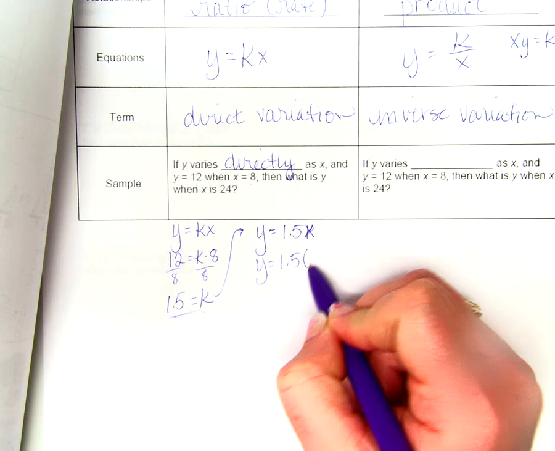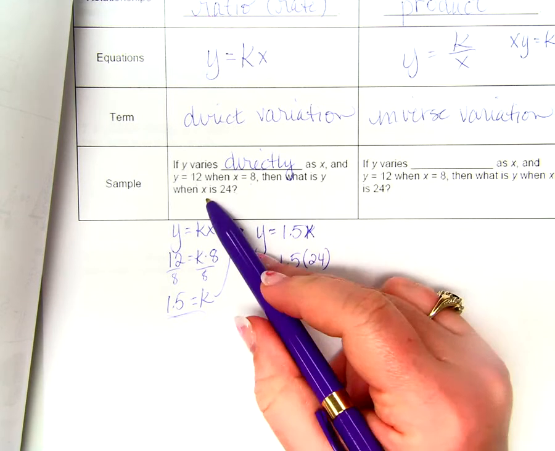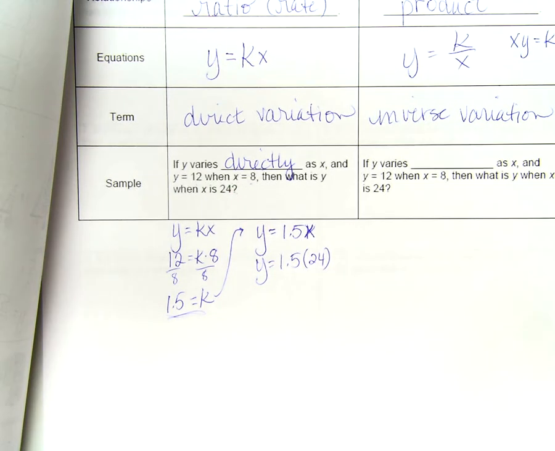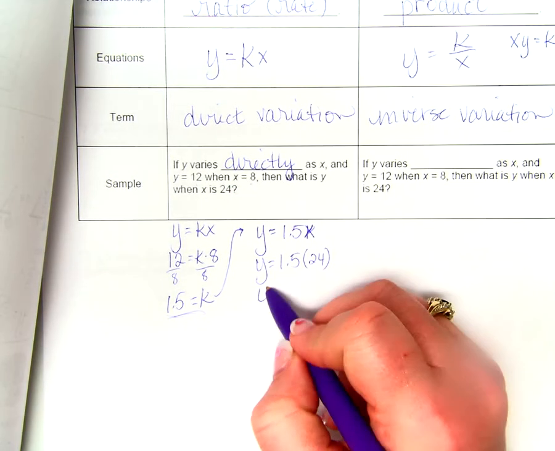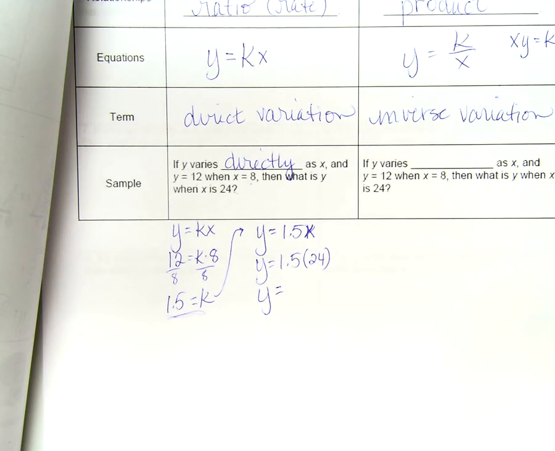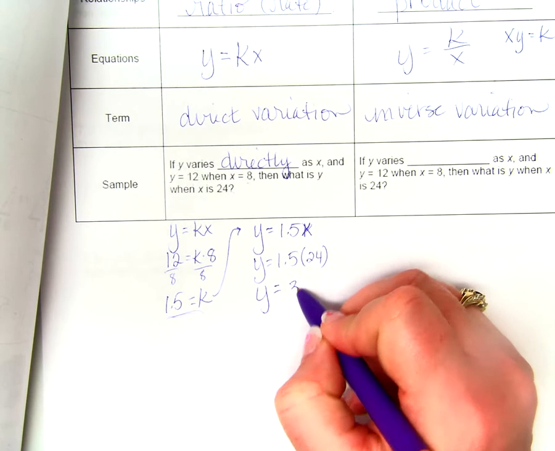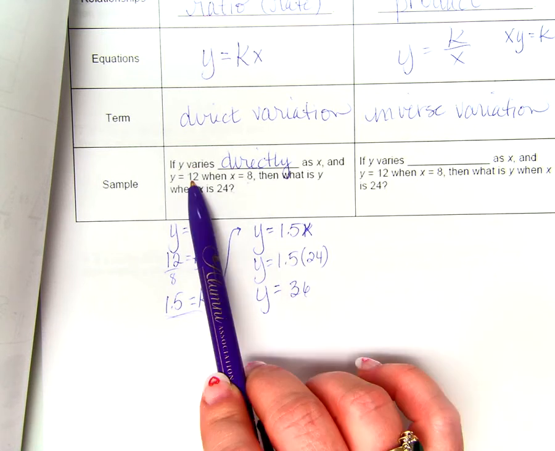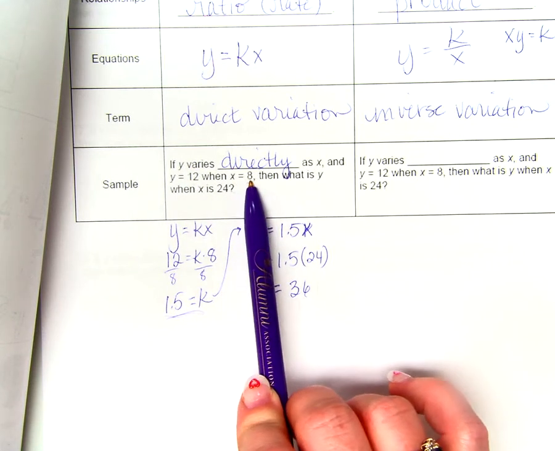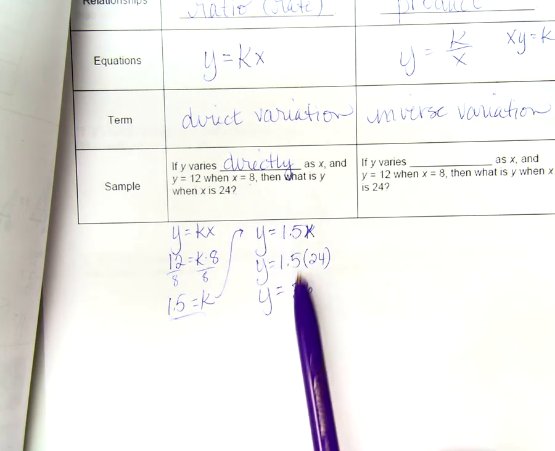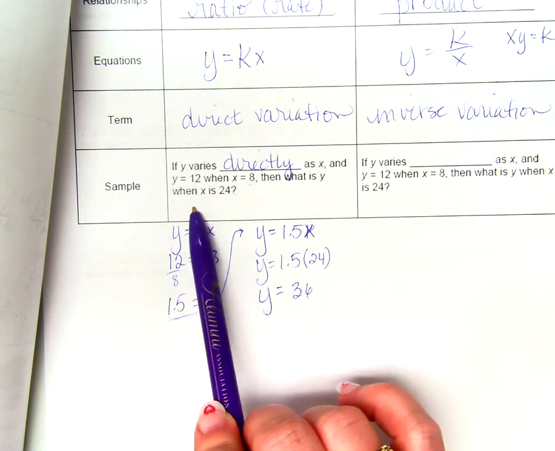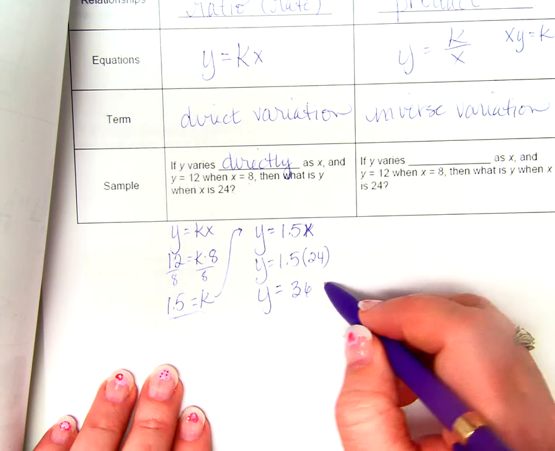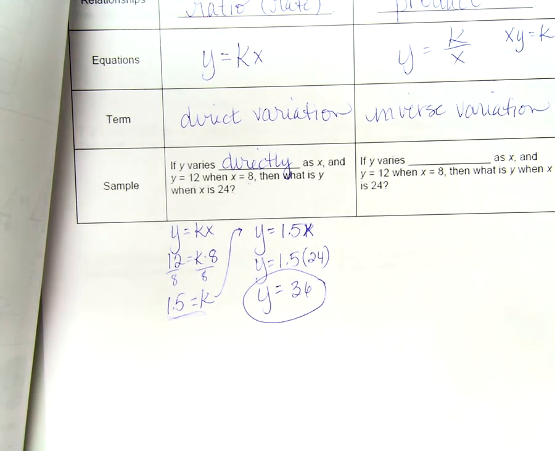Can't I just plug in 24 for x? It tells me 24 is x. What is 1.5 times 24? So, if y varies directly as x and y is 12 and x is 8, then y is 36 when x is 24. That is my solution.